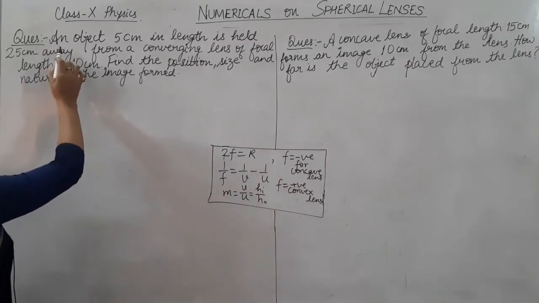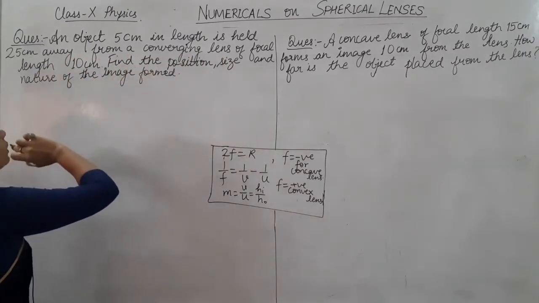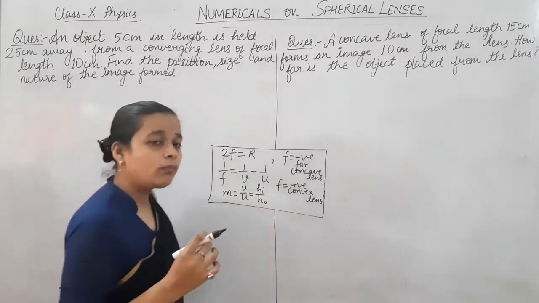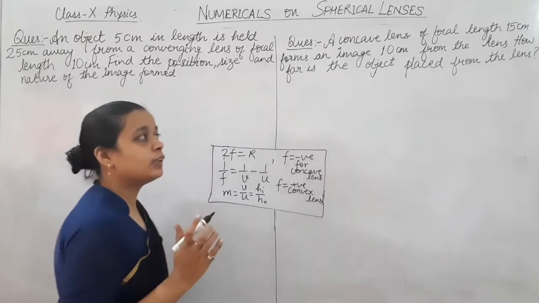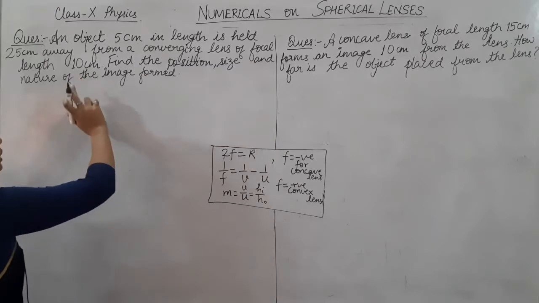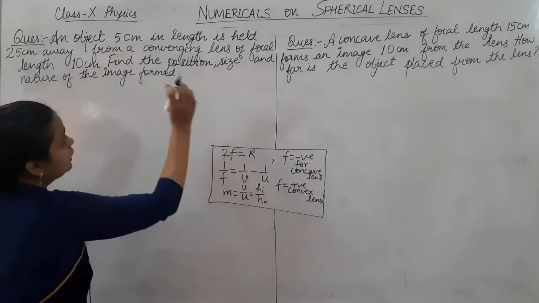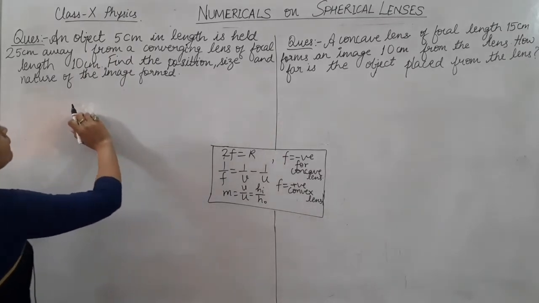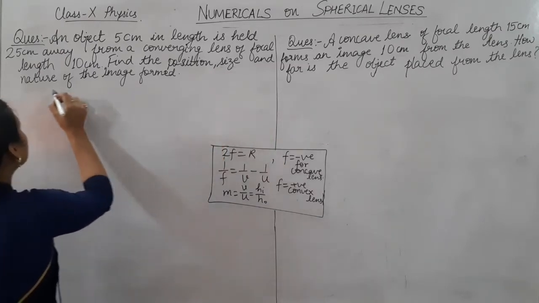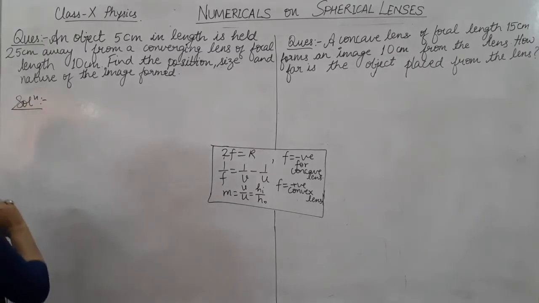Read this question. An object 5 cm in length is held 25 cm away from a converging lens. I have told you that a converging lens is that lens which is used to converge light, and that is a convex lens, of focal length 10 cm. F is given. Here the height of the object is given, and you are asked to find out the position, size and nature. So let us start solving this numerical.